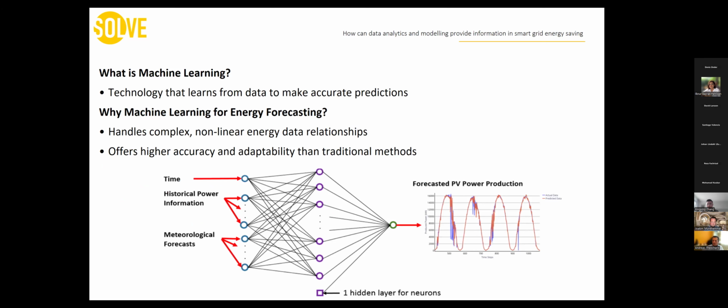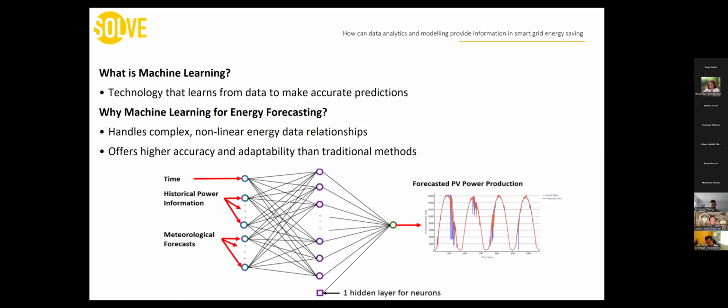Machine learning is a technology where one can learn from data to make accurate predictions. Why machine learning? Because it can handle new technologies, complexities. Machine learning can handle complex and non-linear relationships. So we can apply this to energy production and energy consumption systems in order to provide predictions that offer higher accuracy and mainly adaptability. That means one has the opportunity to improve the accuracy of the models much easier in comparison to more traditional methods like, for example, physical models of solar power.